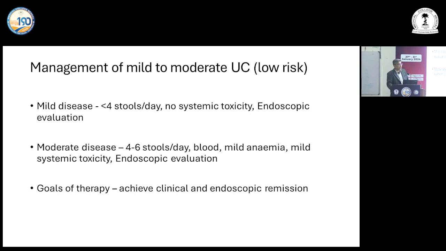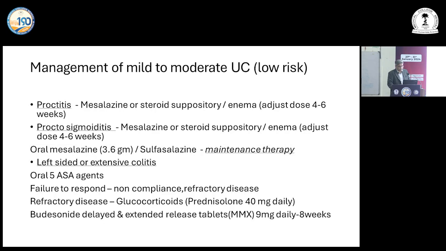Moderate, the stool frequency is of course more, around 4 to 6 times. Patients can often notice blood. They can be mildly anemic, usually the hemoglobin is above 10. Mild systemic toxicity may be present, and endoscopy actually shows moderate disease. And the goal of our therapy for any IBD is to achieve both clinical and endoscopic remission.